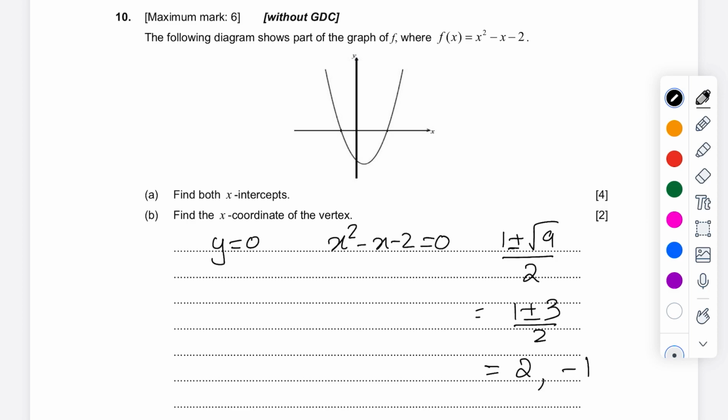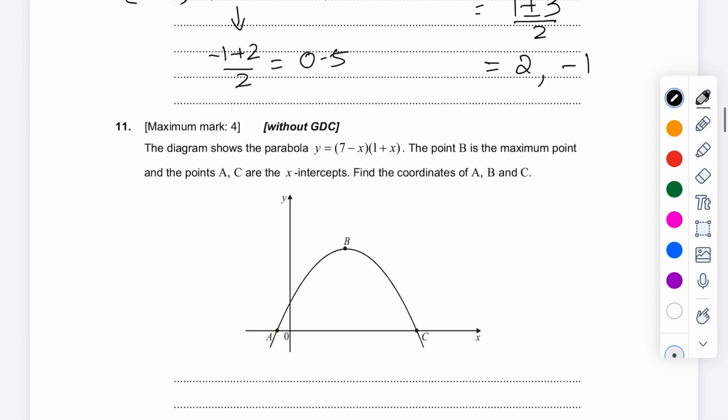So now I'm going to get the coordinates. What are the coordinates? Minus 1 comma 0 and 2 comma 0. So what will be the vertex for this one now? It will be the midpoint of this. Minus 1 plus 2 upon 2, which is nothing but 0.5. That is the midpoint, the x coordinate of the vertex.